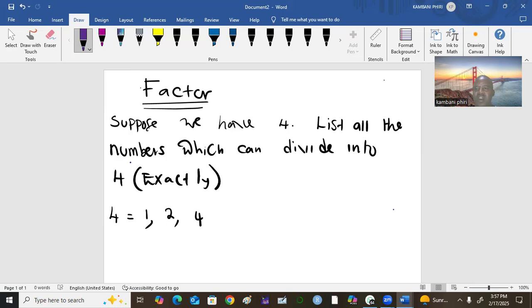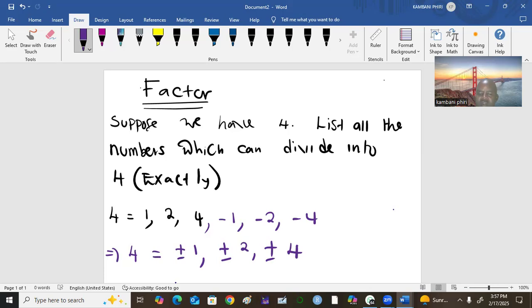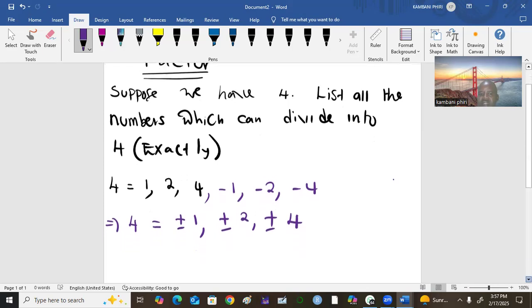We know even negative numbers can divide. Therefore, we can also have -1, -2, and -4. What does this imply, therefore? The factors of 4 could be plus or minus 1, plus or minus 2, plus or minus 4. That's what we mean by factors.